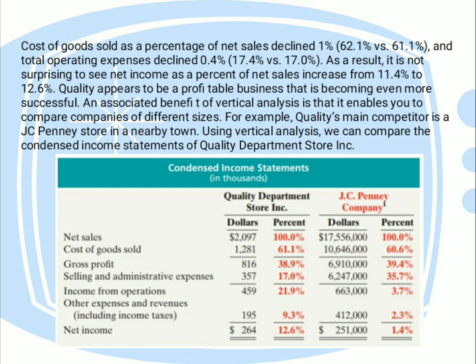An associated benefit of vertical analysis is that it enables you to compare companies of different size. For example, Quality's main competitor is a J.C. Penney store in a nearby town. Using vertical analysis, we can compare the converted income statement of Quality Department Store Inc.